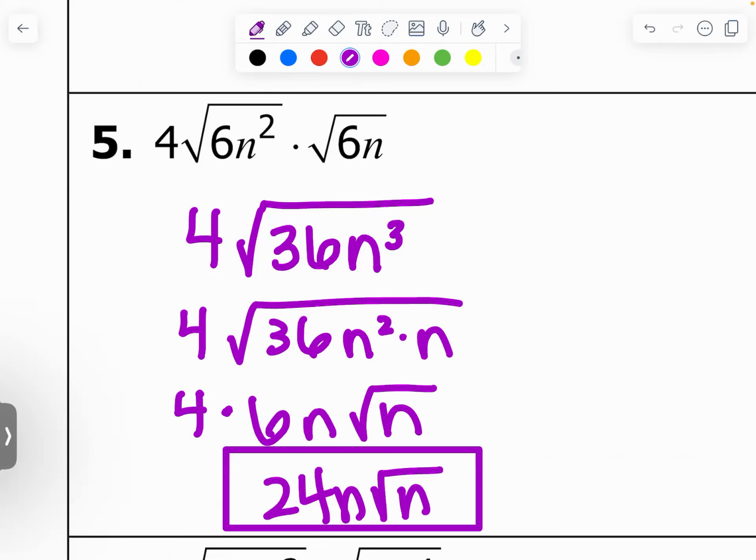Well, because if you square. So n cubed is the same as n squared times n. Are you okay with that? Because there's 1, 2, 3 n's. What happened to the 3? Well, you got 2n. Okay. The square root of n squared gives us n. Okay.